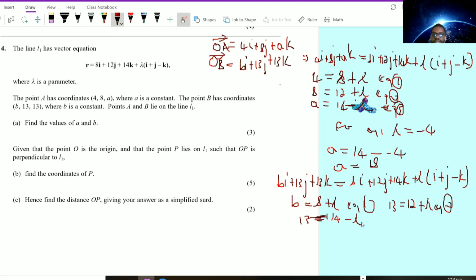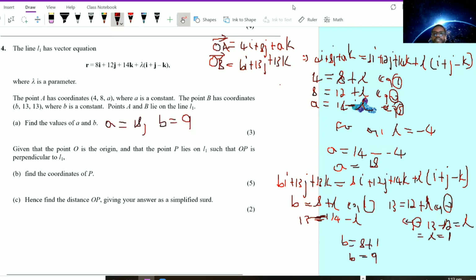Now I just need to solve one of these equations in order to find lambda. So I can probably use equation 2. I can say 13 minus 12 equals lambda, because lambda is different for each scenario. So 13 minus 12 is 1, so lambda equals 1 in this case. B is equal to 8 plus lambda, so B is equal to 8 plus 1. B is equal to 9. So here we can state that A is equal to 18 and B is equal to 9. And that's the end of this particular question.